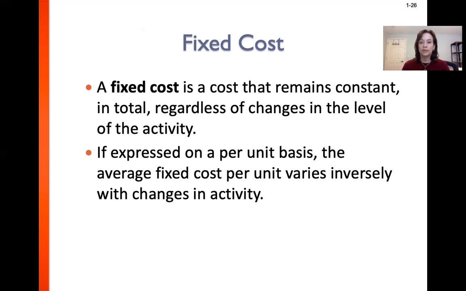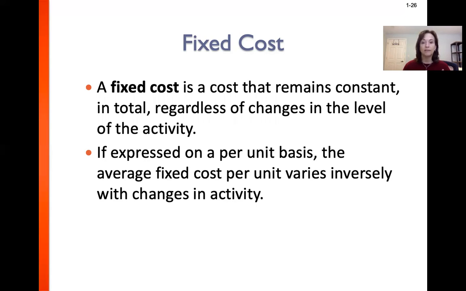Examples of this would be rent of our pizza store. So if we have to pay $1,000 in rent at our restaurant or pizza store, whatever you want to call it, then it stays constant. So if our rent is $1,000 and we sell one pizza, rent is $1,000. If we sell 1,000 pizzas, rent is $1,000. So in total, it stays the same.